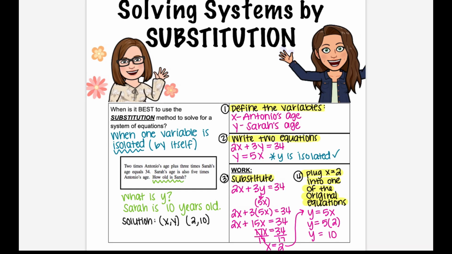So to go over this 4-step process, first you need to define your variables. Then you have to write your 2 equations. You have to make sure that one variable is isolated. If you have a variable that's isolated, then you can move on to the 3rd step by substituting in.